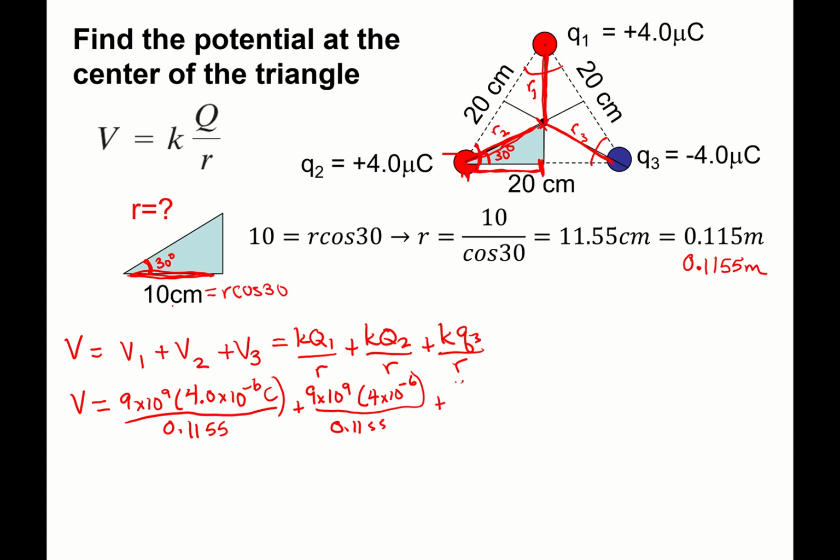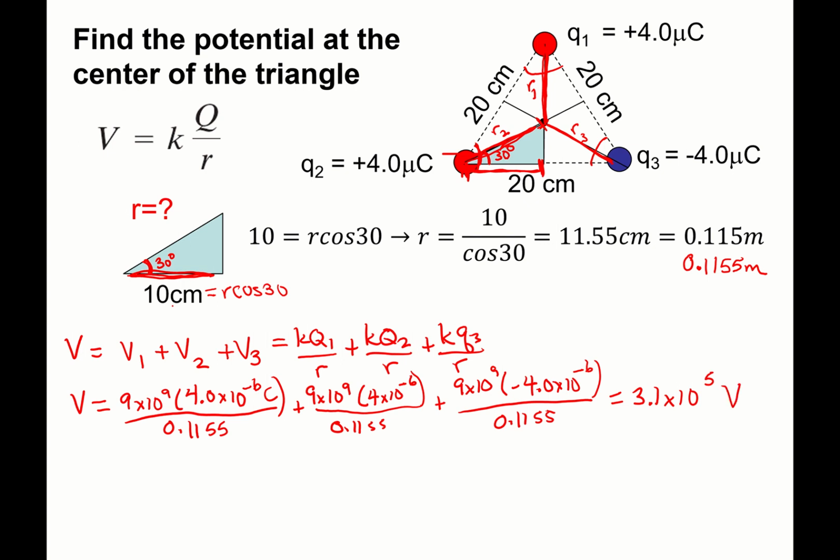And finally, I've got K times Q3, and this time Q3 is negative. So it's important when I'm doing the potential to put in the negative sign. And R is again 0.1155. They're all the same. So if I plug my numbers in there, I get a net potential of 3.1 times 10 to the 5 volts.